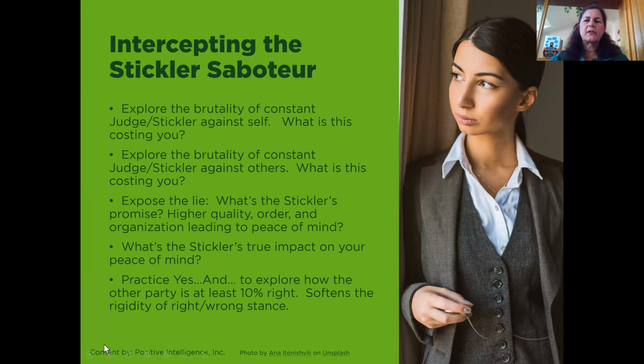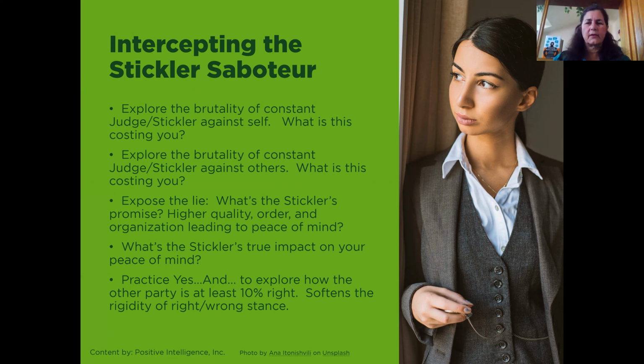So what are some other things that you can do if you have a strong stickler saboteur? One of the things to really pay attention to is the brutality of that constant judge or stickler. If it's that self-judgment, it usually is eating you alive, and you may not even be aware of it. Also, the fact that you are conveying your judgment towards others. Now, you may think you're only judging yourself and you're not judging others, but generally you are judging others if you're judging yourself. And so others around you feel judged all the time, and that makes them feel demeaned.